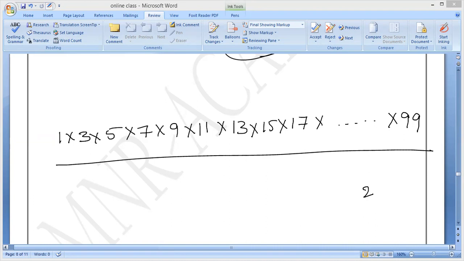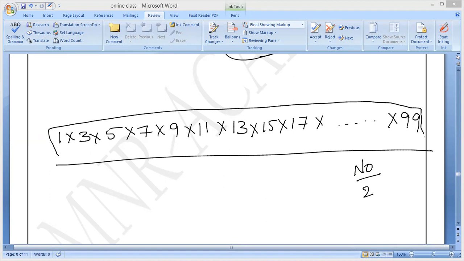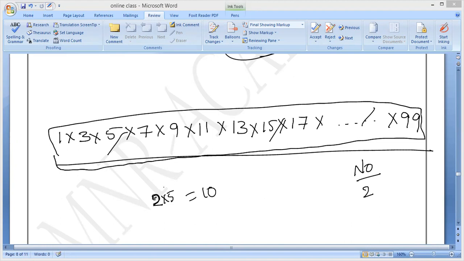Here, which is more, 2 or 5? No 0, ma'am. Check it. See, all odd numbers, correct? So no 2 will come. 5s are there, but no 2. Only if the number contains 2 and 5 do we get 10, correct? Here there is no 2. So the number of zeros is 0. No zeros. Do you understand?